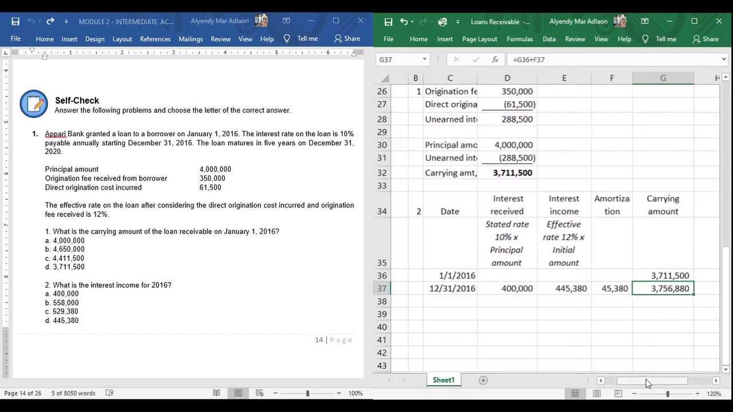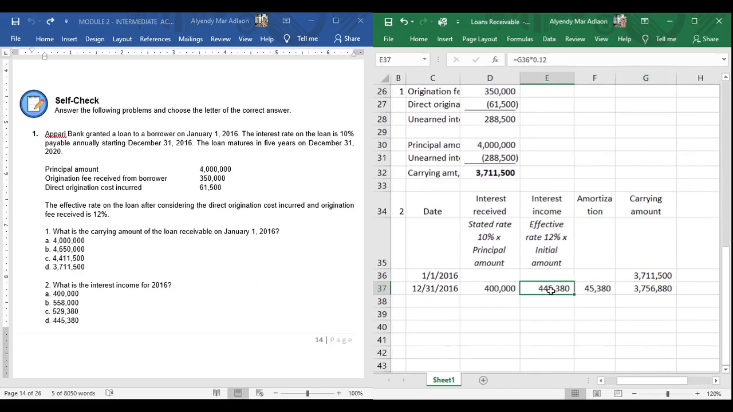Okay, so that is for 2016. As you can see, we computed the interest income for 2016, and that is 445,380, letter D. Based on the initial measurement or initial amount multiplied by 12%.